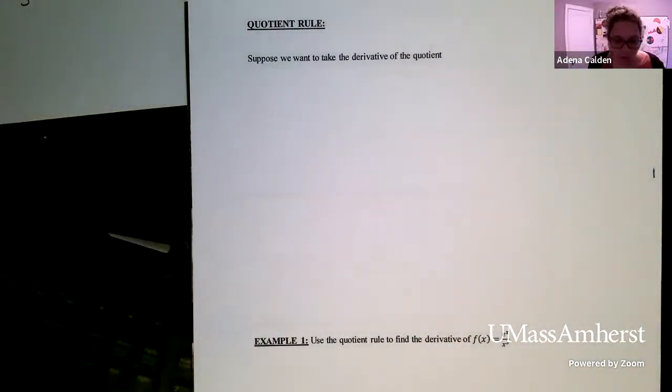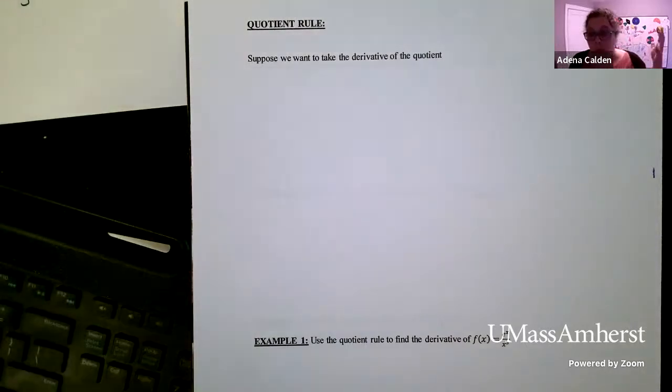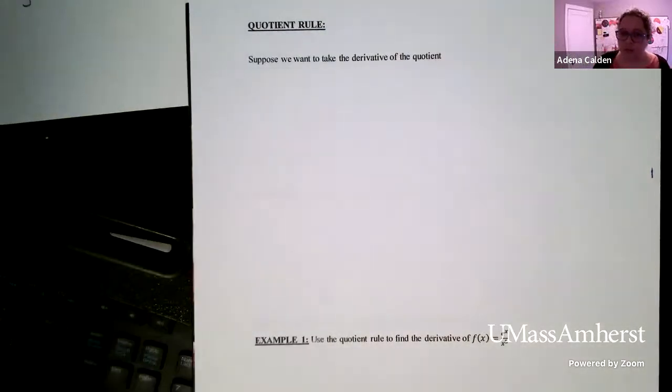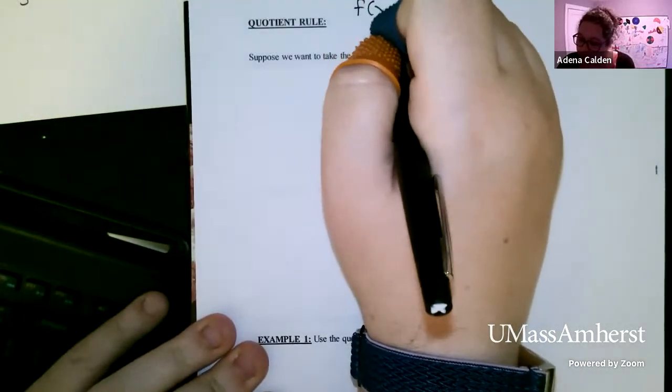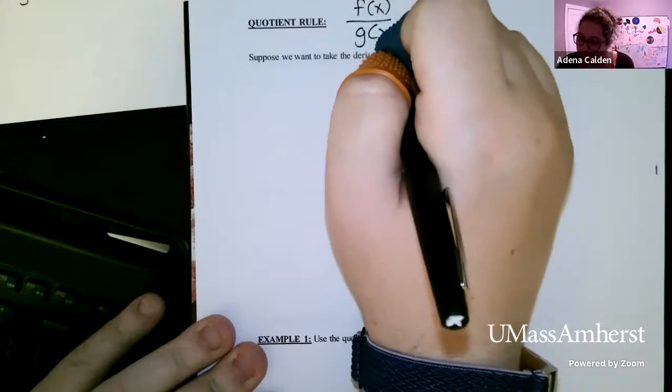So the first thing is, what is a quotient? So product rules, when we multiply 2 things together, quotients are the ratio or when we divide 2 things. So we're looking for functions that are listed as a ratio.